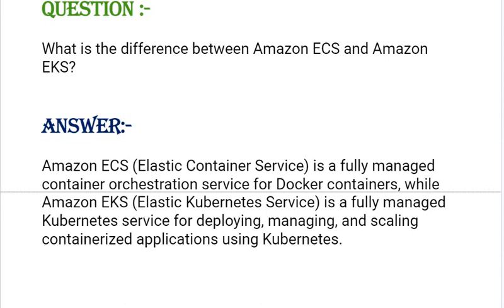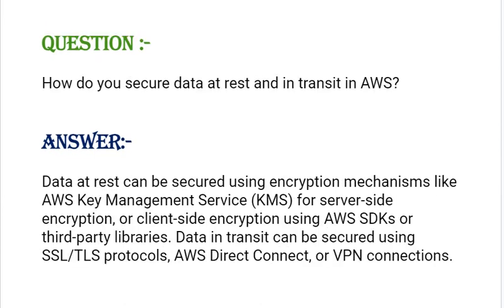Our next interview question is, what is the difference between Amazon ECS and Amazon EKS? Your answer should be: Amazon ECS, that is Elastic Container Service, is a fully managed container orchestration service for Docker containers, while Amazon EKS, Elastic Kubernetes Service, is a fully managed Kubernetes service for deploying, managing, and scaling containerized applications using Kubernetes.